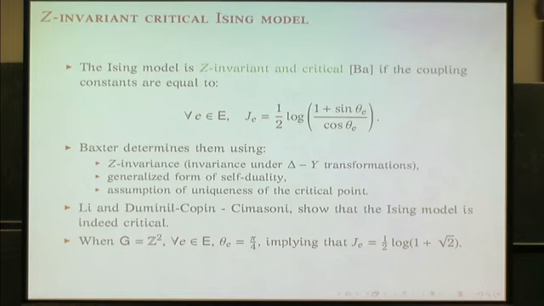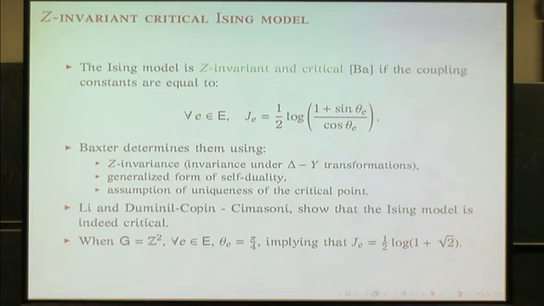So I'm not going to rederive them here, but I will tell you how Baxter constructs them. So first he assumes Z-invariance. This is a strong condition which says that the model is invariant under star-triangle transformation of the underlying graph.